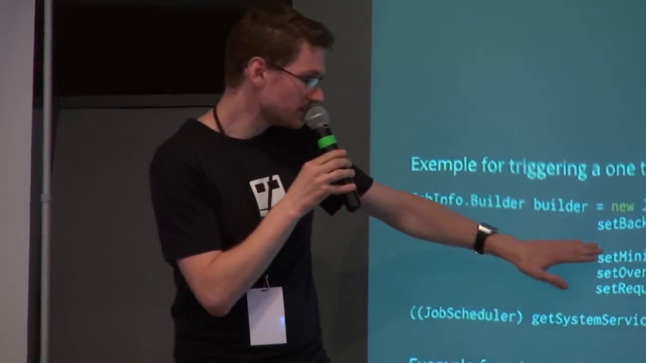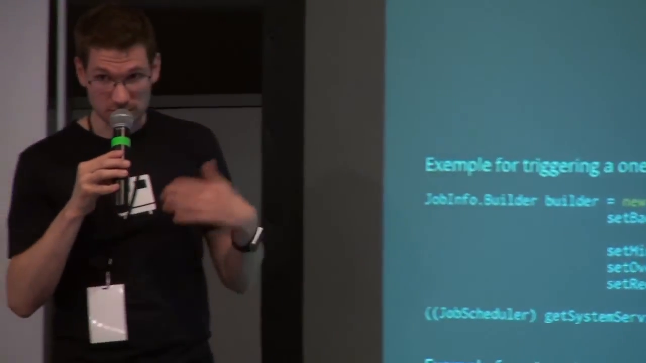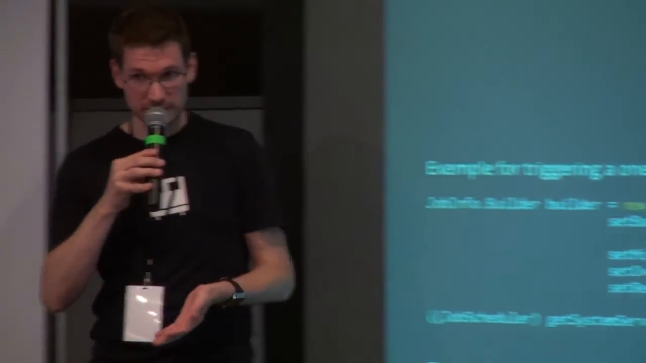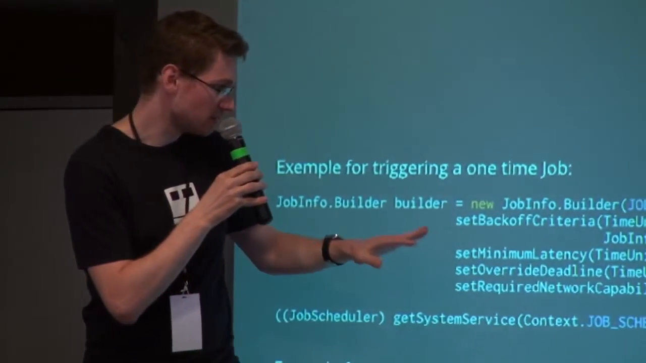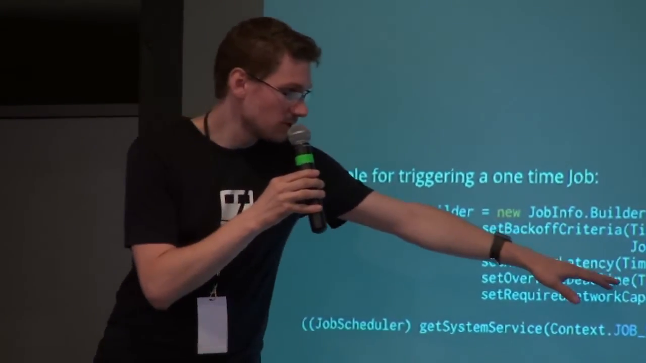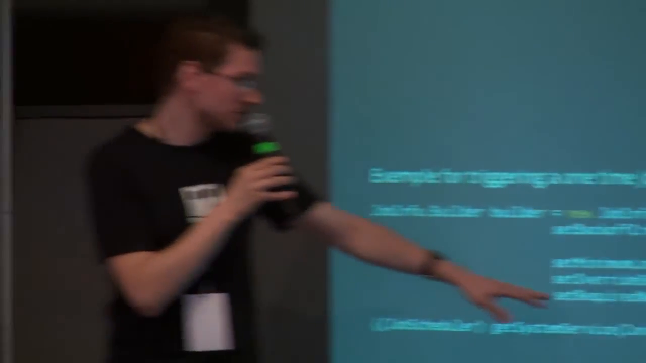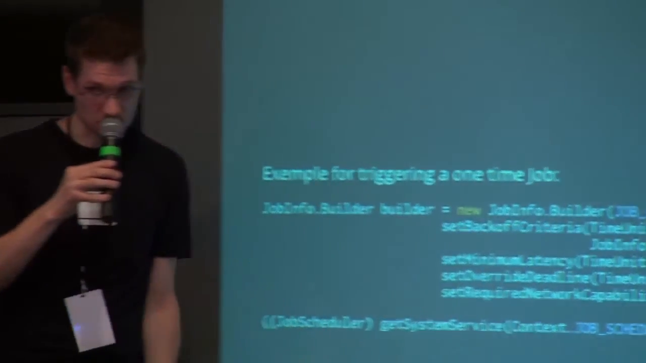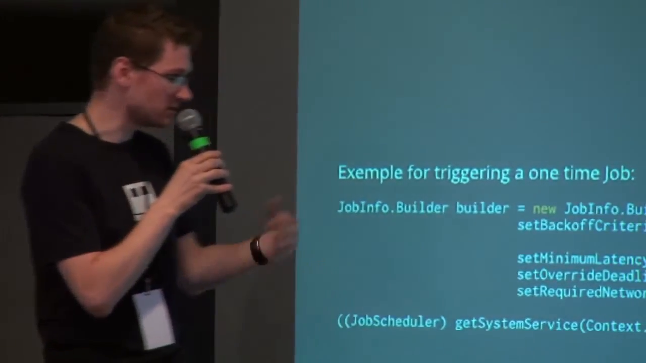We can set a minimum latency in order to let the system wait at least, here, 5 seconds before triggering our job. We can have a deadline of 1 hour here. We can request the network capability. Here we can request any network capability, because by default they are not requested.